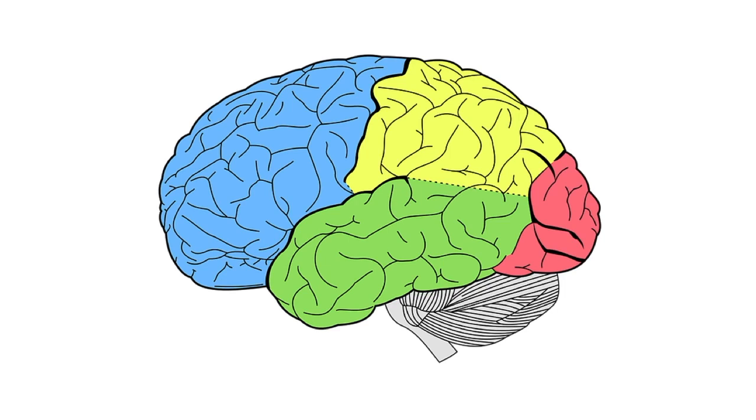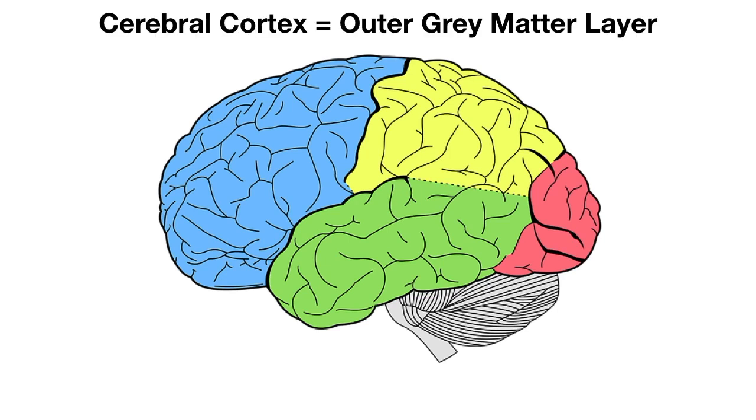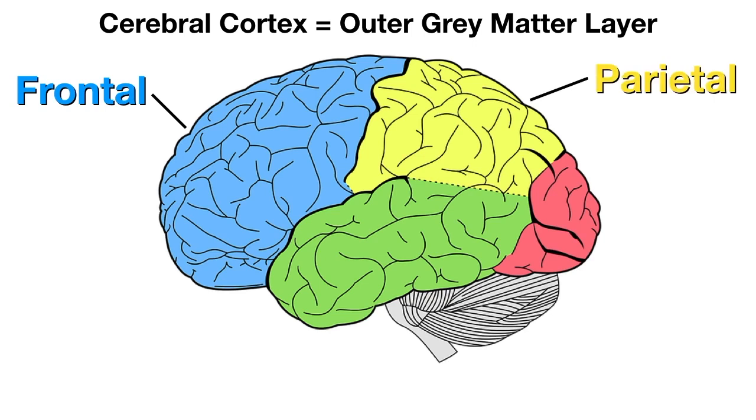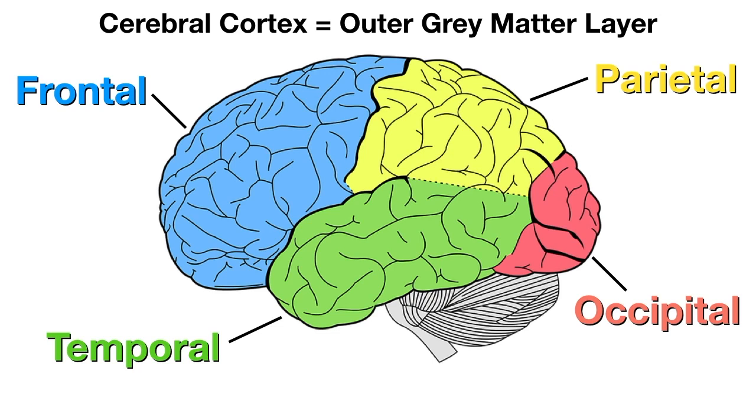The cerebrum is made up of an outer layer of gray matter known as the cerebral cortex, and this surrounds the inner layer of white matter. The cerebral cortex can be divided into four main lobes. The lobe in the front of the brain that you can see in blue is called the frontal lobe. The lobe in yellow, which is posterior to the frontal lobe, is the parietal lobe. The lobe in the back of the brain is known as the occipital lobe, and the one in green is known as the temporal lobe.